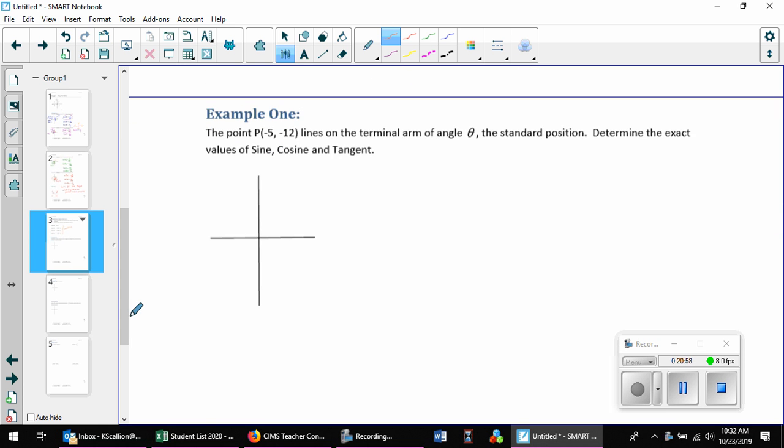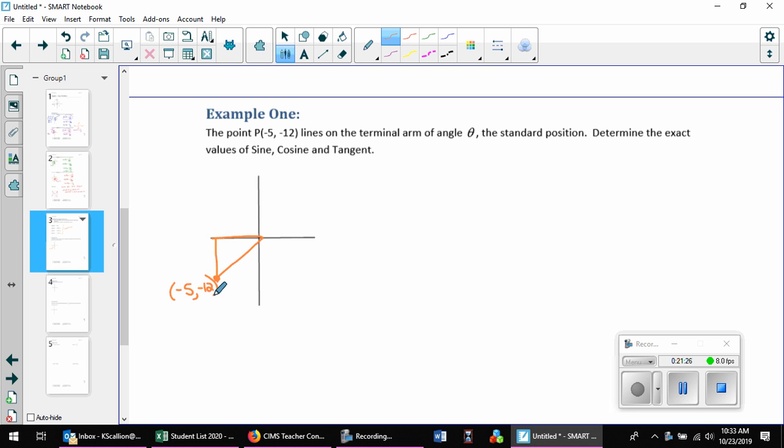Okay. So point (-5, -12) lies in the terminal arm of angle theta in standard position. Determine the exact values of sine, cosine, tan. So it doesn't say solve for the angle, just the ratios. Okay, so it doesn't say solve for theta, it says what are the ratios. So does it help you to draw pictures? It always helps me to draw pictures.